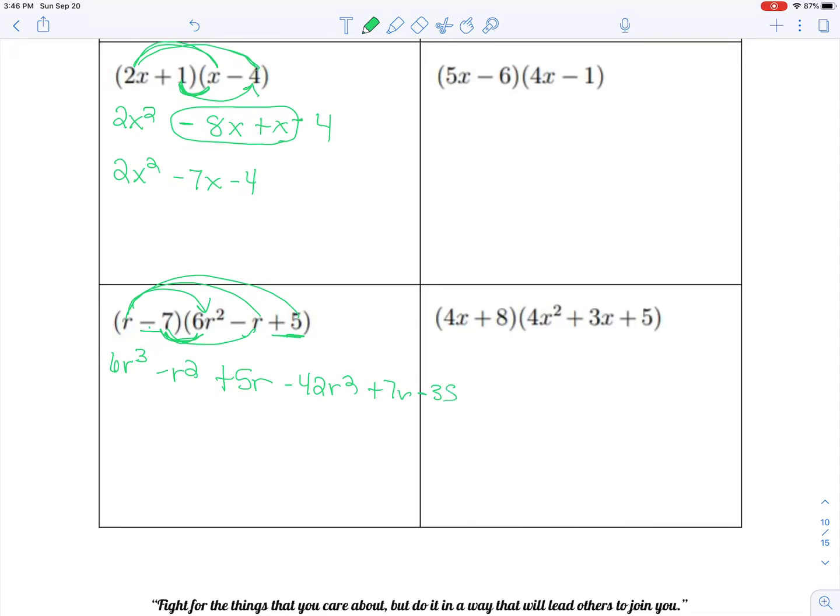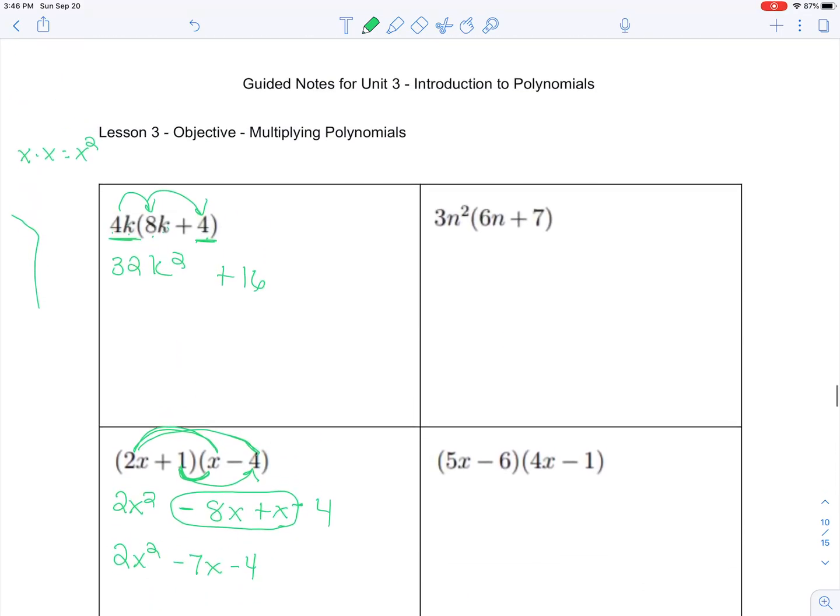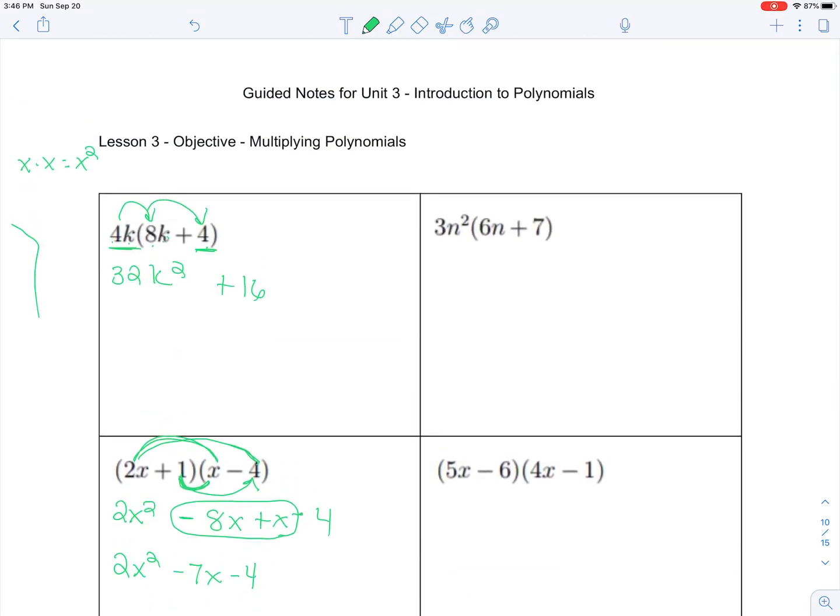So now we have to combine like terms. We get 6r cubed. And then we have negative r squared and negative 42r squared, which would be negative 43r squared. We have 5r plus 7r, which is 12r, and then minus 35. Sorry, that's 11r. All right, pause the video and you guys do the last 3.